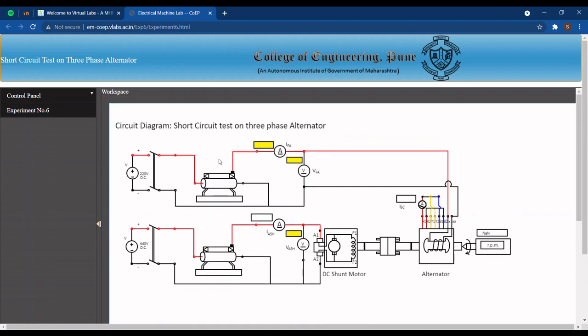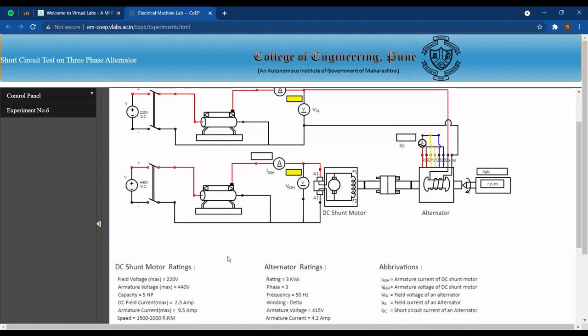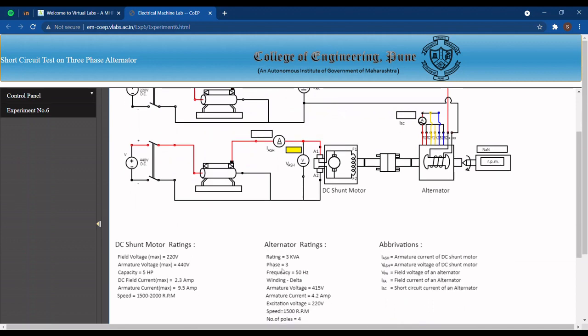Before going to the experiment, let us discuss the precautions. Make sure the DPST switches are open. Make sure the field rheostat is at maximum resistance position. Make sure the starter is at initial position. Here we don't have a starter, so make sure the rheostat connected to the DC shunt motor is at maximum resistance position. The ratings of the alternator and prime mover are all the same as in the open circuit test.